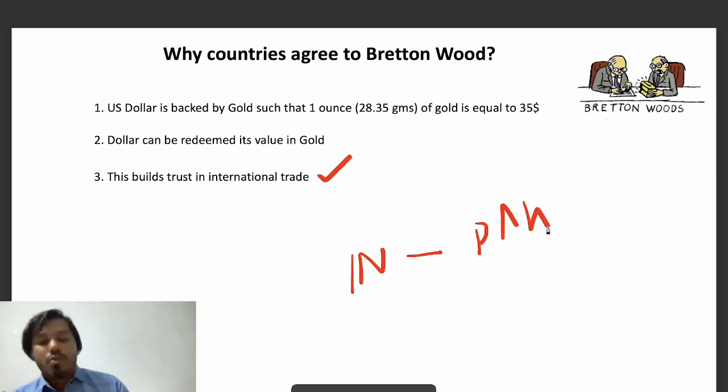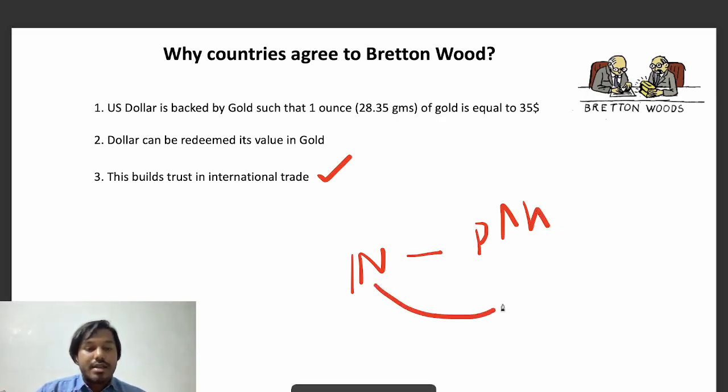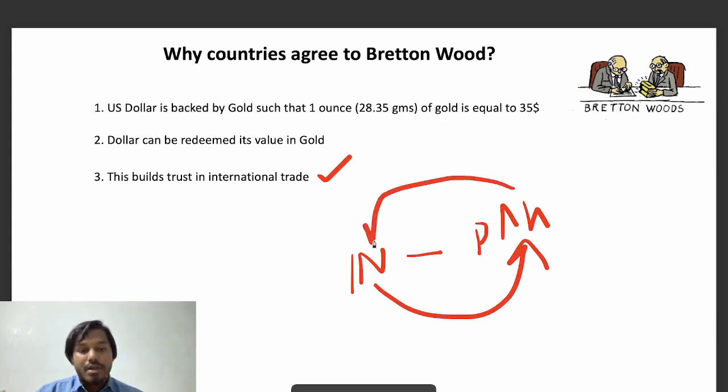These two countries want to trade with each other. So India is selling goods to Pakistan, and in exchange Pakistan will want to pay India. But Pakistan is planning to pay India in Pakistani currency, which is Pakistani rupees. So what makes India trust Pakistani rupees?